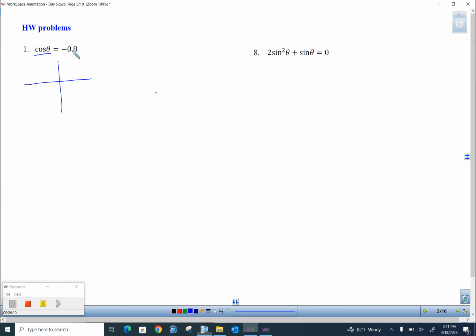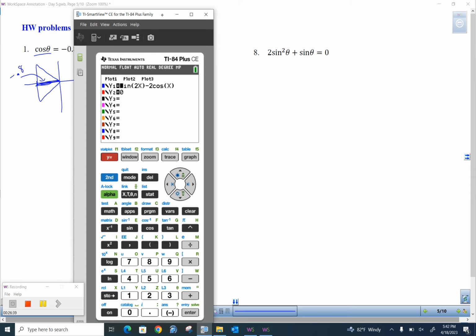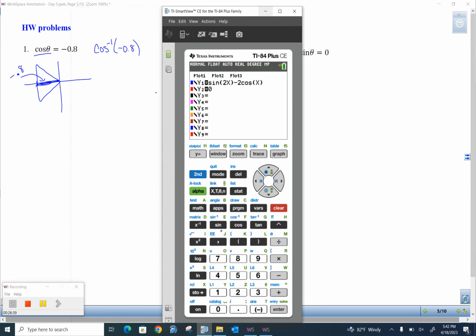For number 1, cosine is negative in these two quadrants. This negative 0.8 is not a nice triangle, so all we have to do is find the inverse cosine of negative 0.8. That angle is not nice in degrees, which means if you were to graph this, and I'm going to show you just so you have an idea of what to look out for here. If you were to graph this and move it over and do your intersections, you're not going to see nice numbers come out anyway.